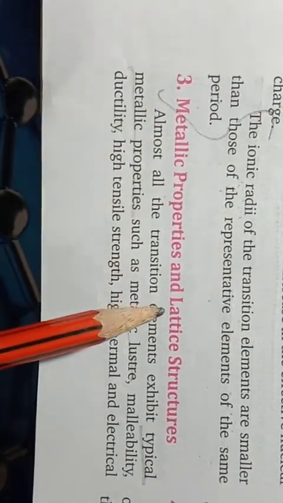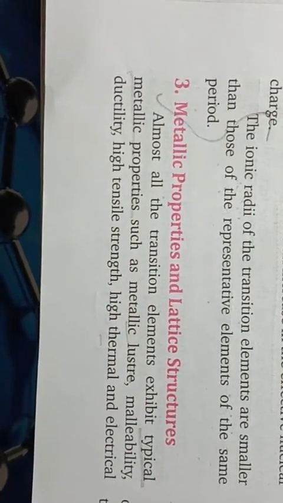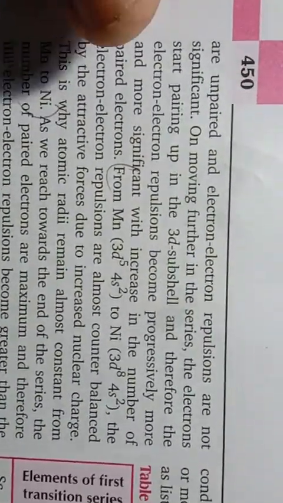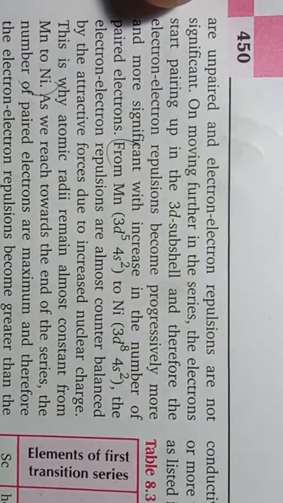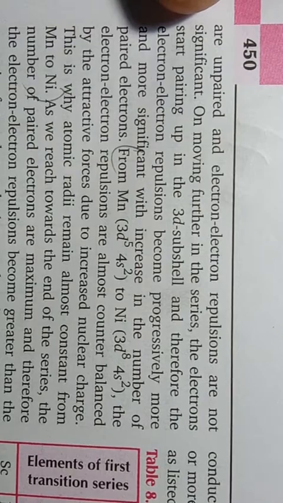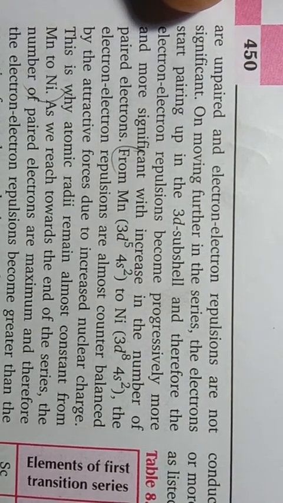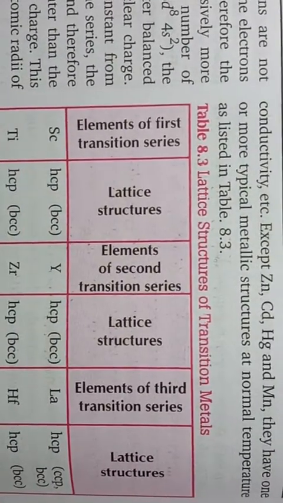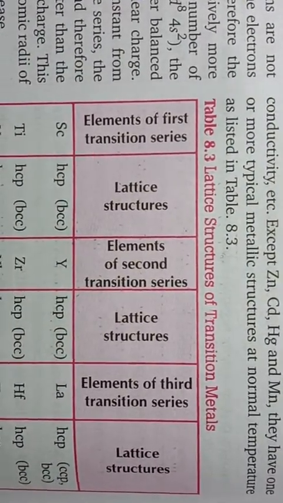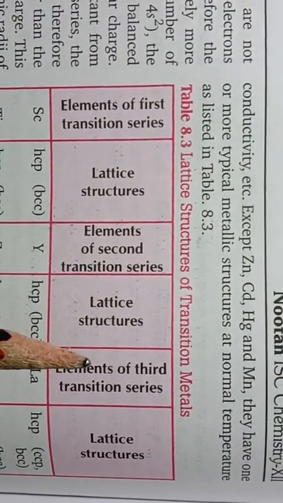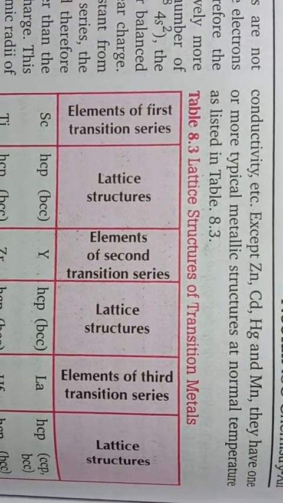Then metallic properties and lattice structures. All d block elements are metallic elements, and they all carry typical metallic properties like metallic luster, malleability and ductility. All these properties are also present in transition elements.